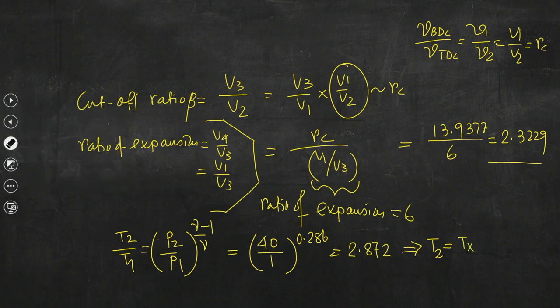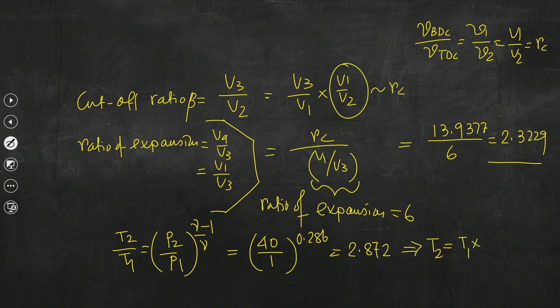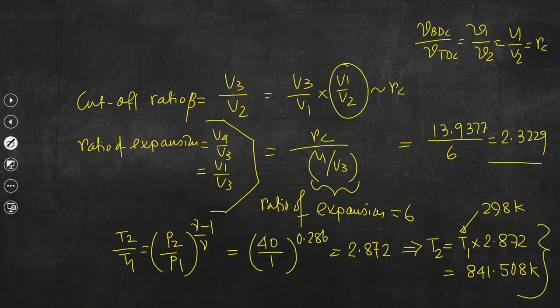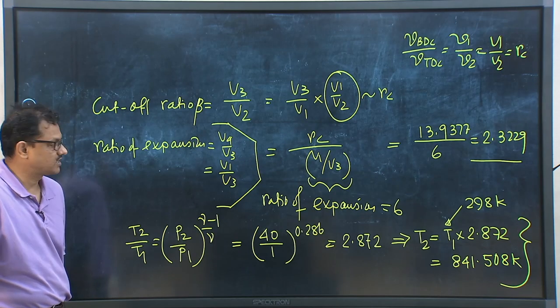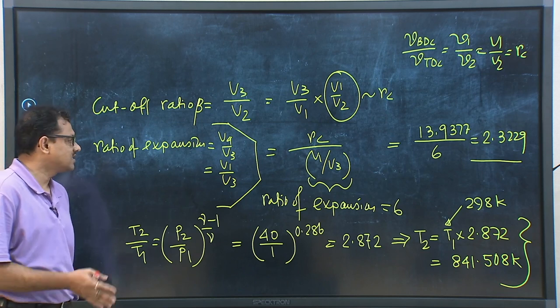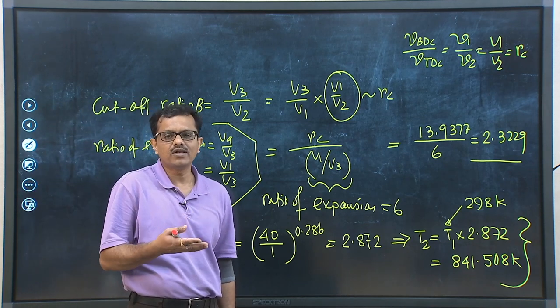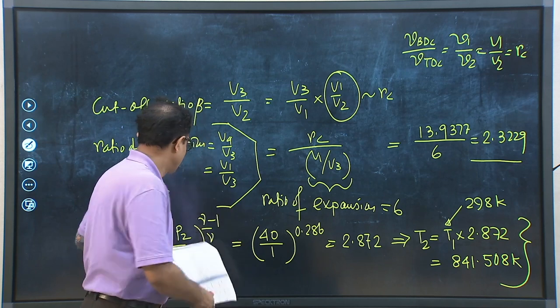T1 into 2.872, and this T1 is 298 Kelvin. So, eventually we are getting 841.508 Kelvin. This is the value of T2, the temperature at the end of the compression process. You can understand that we are raising the temperature of the working substance, that is fresh air, and the temperature and pressure P2, these two properties, are good enough to self ignite the fuel when fuel is sprayed into the combustion chamber. Okay.